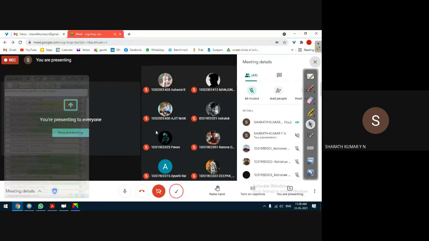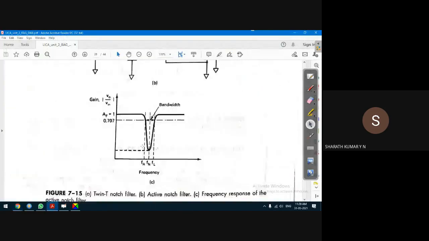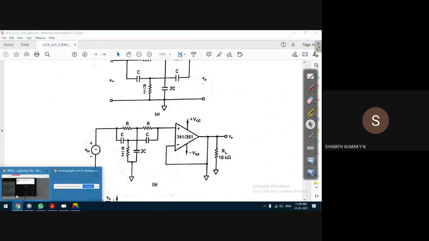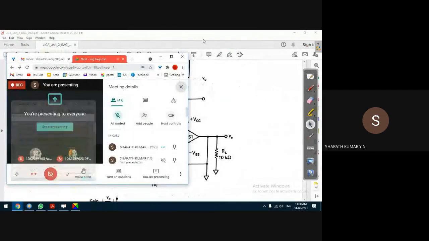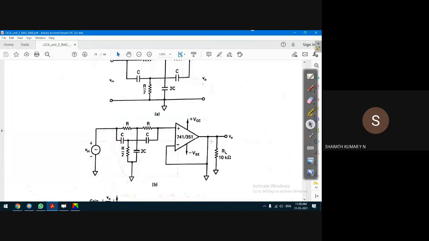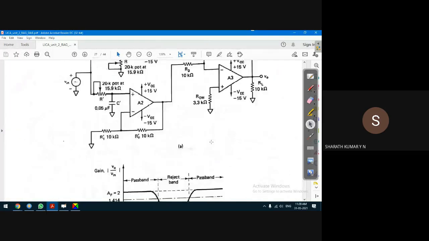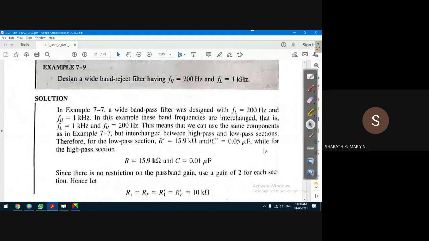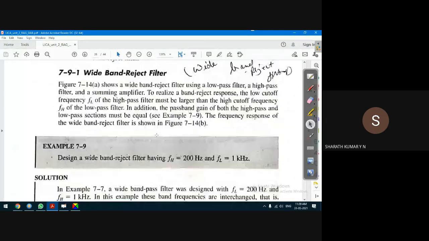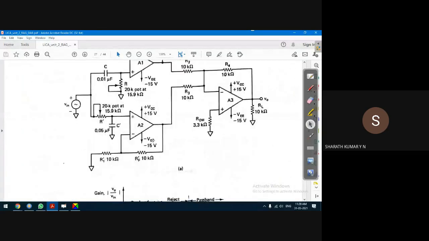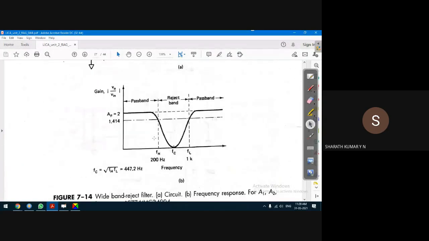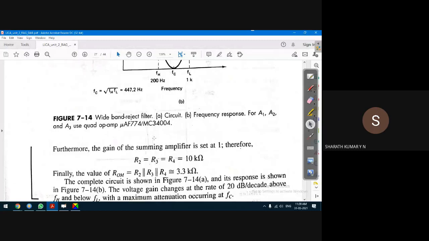Okay, so let's start. Almost 5 minutes into the class. Last class we discussed what is on the line. I think we discussed the wideband rejection filter. We also discussed the simple design of the wideband rejection filter.